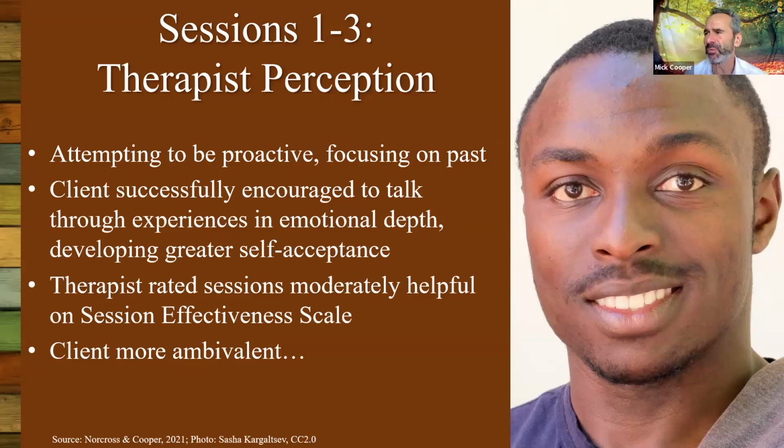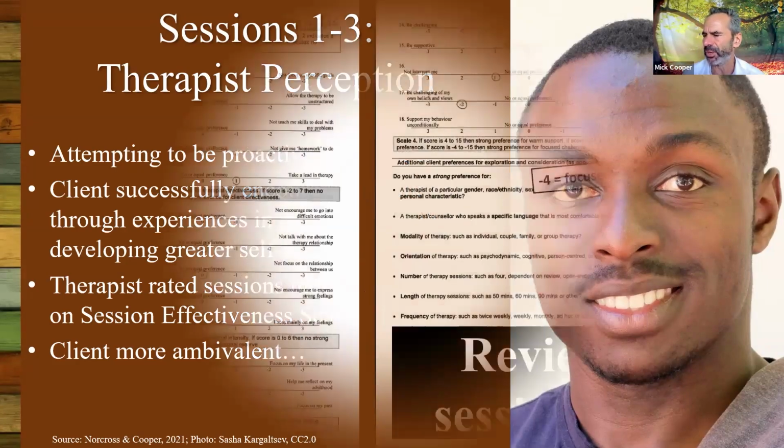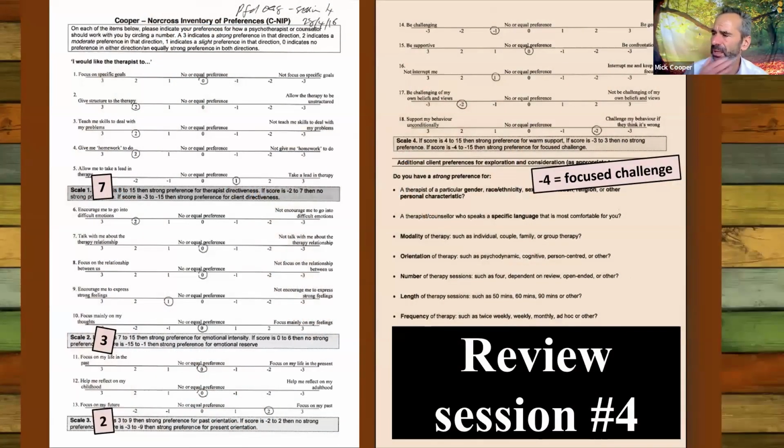And when he did that in our review at session 4, he actually didn't seem to be getting much out of the work. And he talks about the way that he's very good at giving the appearance of being in connection, but actually he's often quite disconnected. And he was very ambivalent still about the work. So we did the preference inventory again, and this time what he was saying is, again, more towards the therapist leading, more towards the focus challenge.